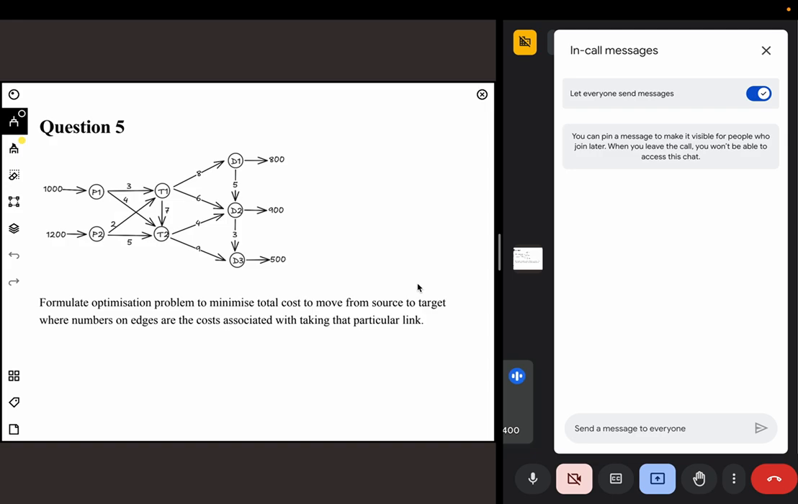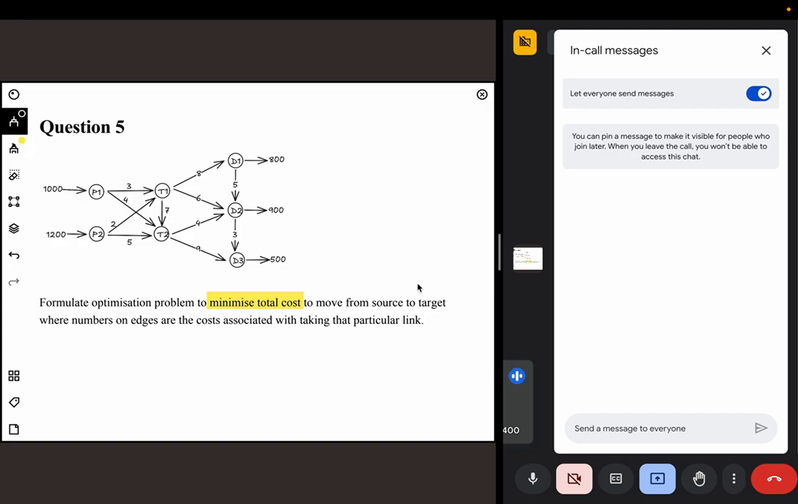So what kind of problem is this? Is this a maximize flow problem or shortest route problem or min cut problem? What kind of problem is this? So what are we trying to do here? Yeah, so it's basically some kind of shortest route problem, right?